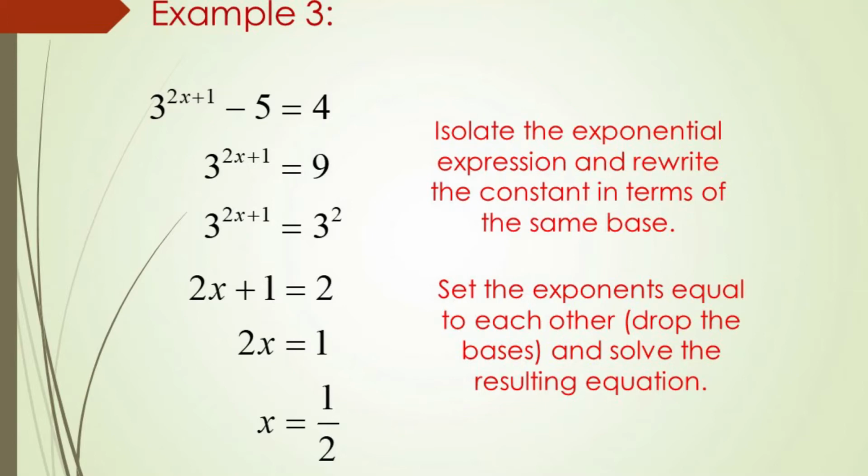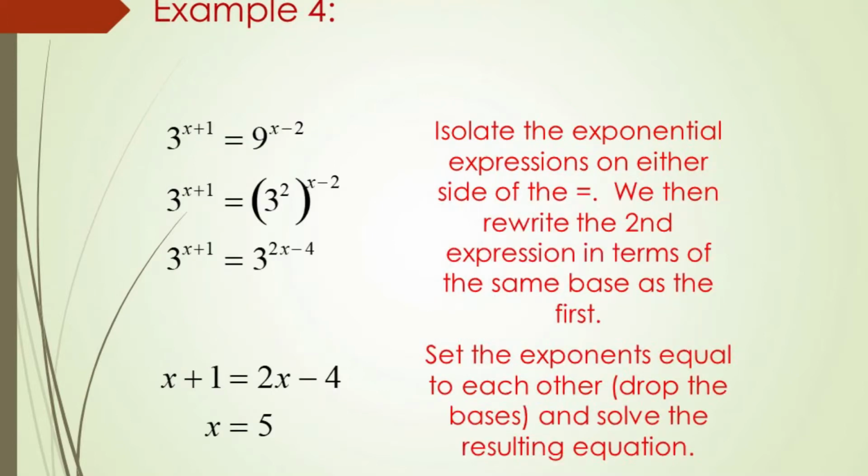So same thing in number 4. The given is 3 raised to x plus 1 is equal to 9 raised to x minus 2. We cannot equate x plus 1 and x minus 2 because they have different bases. So we need the same base. We need to convert 9 to an exponential. How do we convert 9 to an exponential?